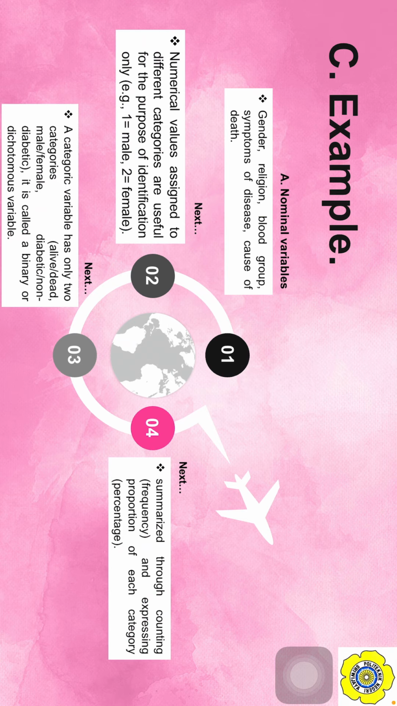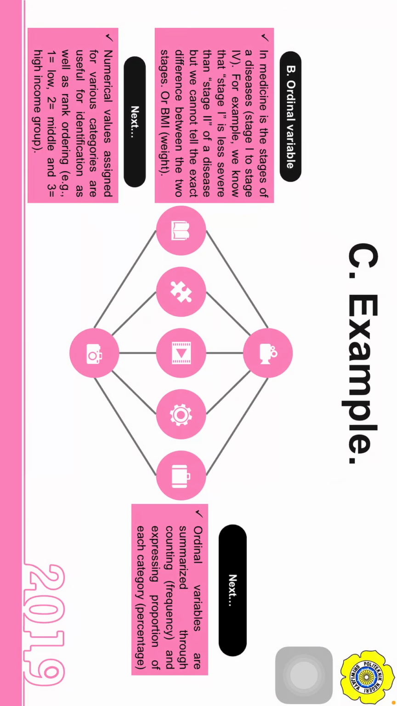The next, these variables only have two categories. For example, life or death, male or female. That is called binary or dichotomous. And these variables are summarized by counting or frequency and expressing the proportion of each category by percentage.